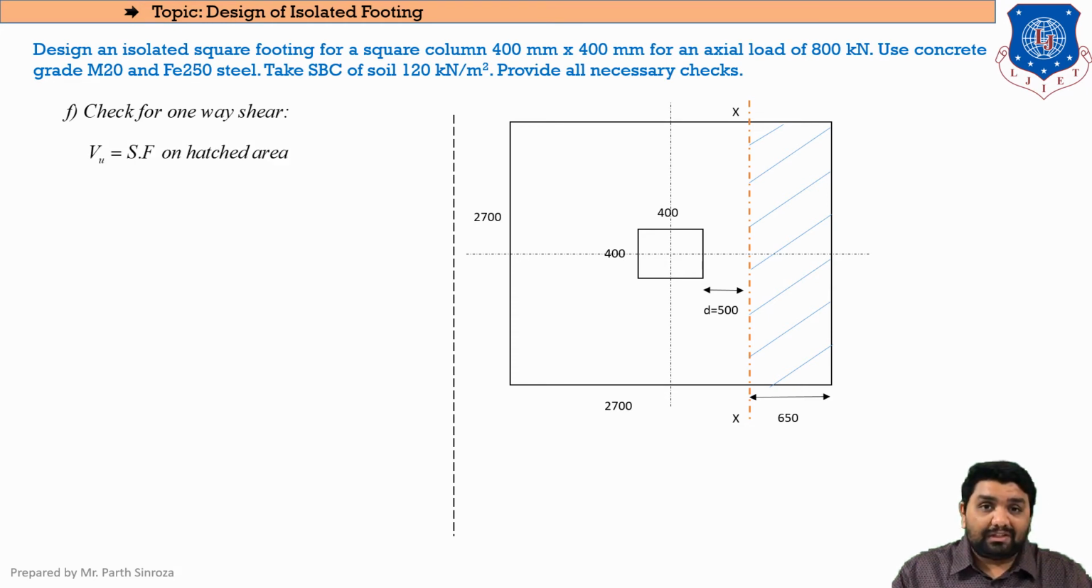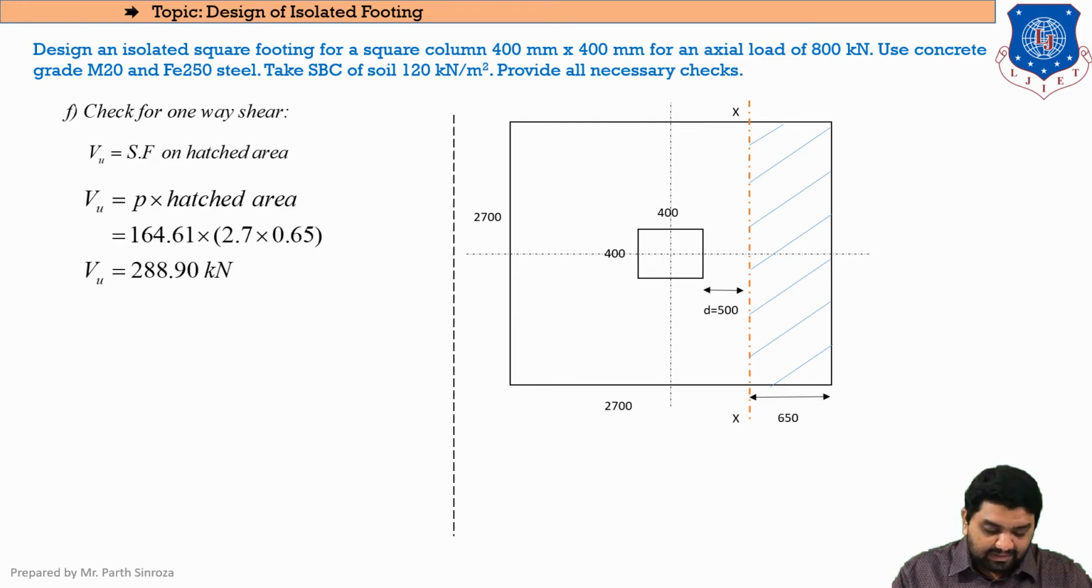The equation for it will be that we will be finding the Vu, that is the shear force on this hatched area. So the shear force will be P, that was our upward pressure, multiplied by the hatched area. The pressure was 164.61, multiplied by the hatched area. Here the width is 650, or you can say length is 650, and this was our 2.7 meter. So 2.7 into 0.65 gives us the area. So the shear force in this case comes out to be 288.90.